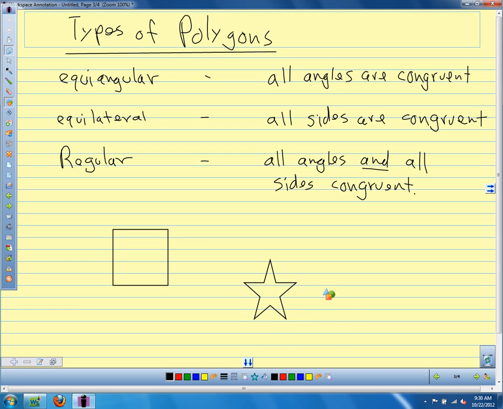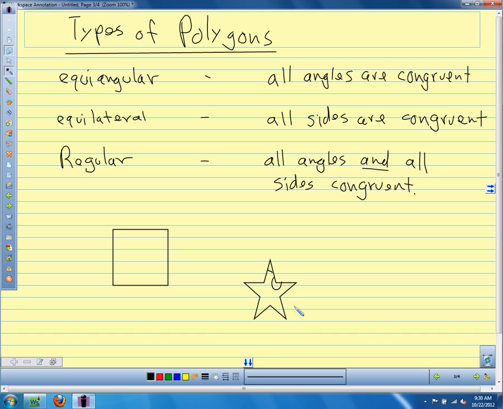And this is a special kind of polygon, but here we have an angle like so, but here we have this angle. So could this be equiangular? No, this couldn't be equiangular. But it could be equilateral. The star could be equilateral, but it couldn't be equiangular.